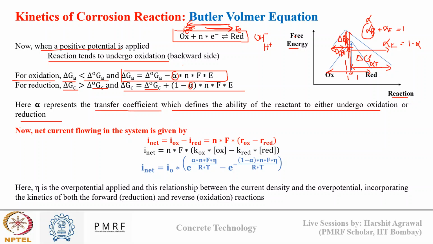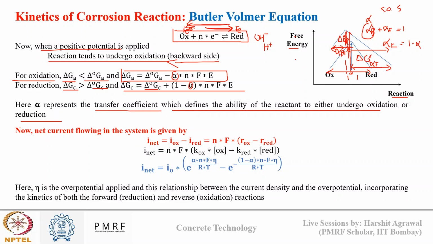If my reaction tends to undergo oxidation, that is, it is more favoring the backward side, then this alpha value, alpha b, will be smaller than 0.5. Initially both are 0.5 and 0.5, but if the reaction tends to undergo oxidation, that is the backward side, then this transfer coefficient will also reduce, because the reaction is favoring that side.